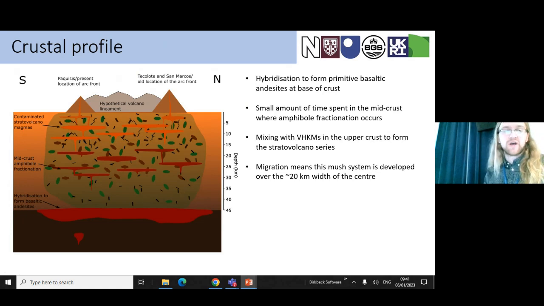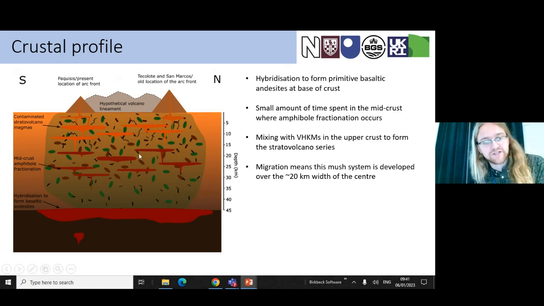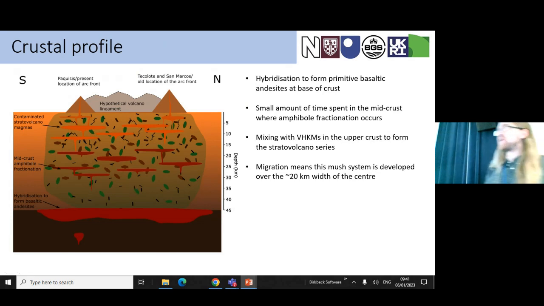So this is a sort of conceptual model of what we think was going on about 100,000 years ago. We have the migration has occurred, and it's fluxed a really wide region of the crust with magmas, and we have the hybridization of the basaltic andesites at the base of the crust. These migrate to the mid crust, where we think a minor amount of amphibole fractionation occurs before they reach the upper crust, where the real production occurs, where they mix with these melts and form the stratovolcano magmas that we see at the surface.